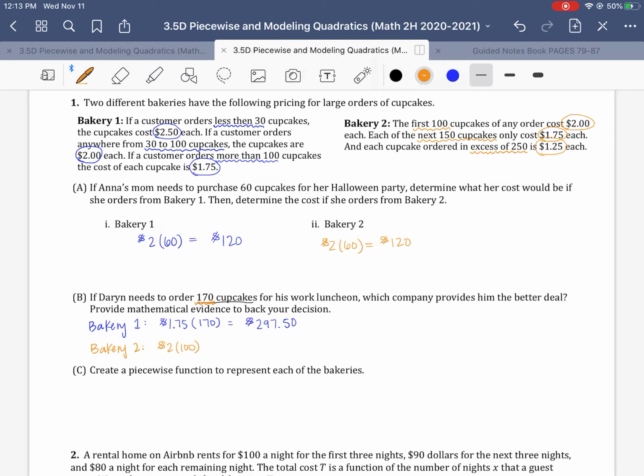Then the next number of cupcakes, and in this case it looks like that would be 70 more. The next section of cupcakes from Bakery 2 can be $1.75 each. So now $1.75 for the other 70 cupcakes. So notice we've accounted for 170 cupcakes. They're just different prices, so we've included the prices for each piece. If we simplify that and add that together, we end up with $322 and 50 cents total.